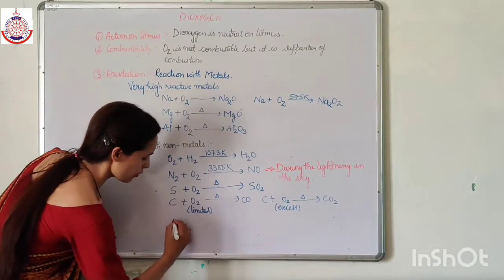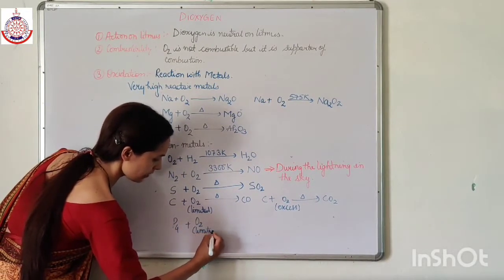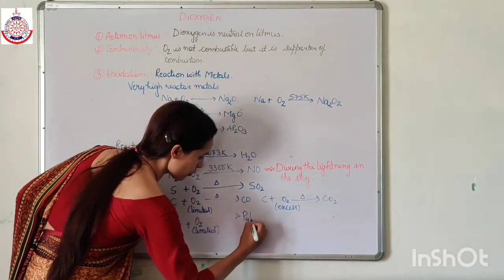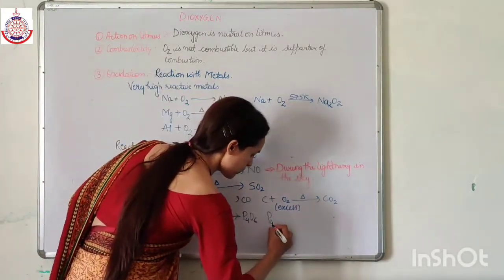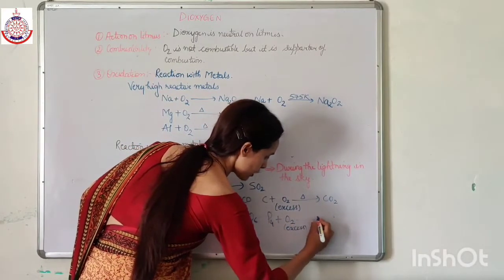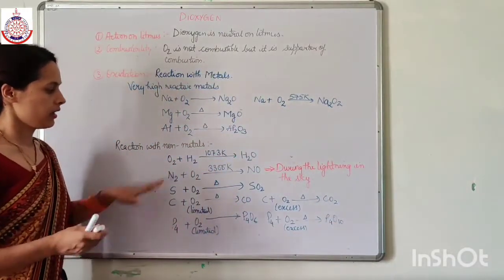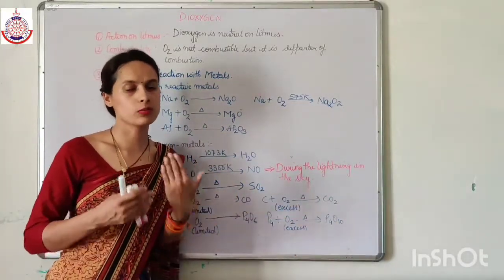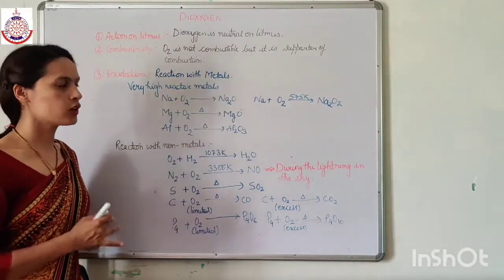Next, if we talk about phosphorus, P4 plus O2: if we react phosphorus with a limited amount of oxygen, then we get P4O6. But if we react P4 with an excess amount of dioxygen, then on heating we get P4O10. So in this way dioxygen reacts with a number of non-metals to form the corresponding oxides. So dioxygen reacts with metals, and dioxygen reacts with non-metals.